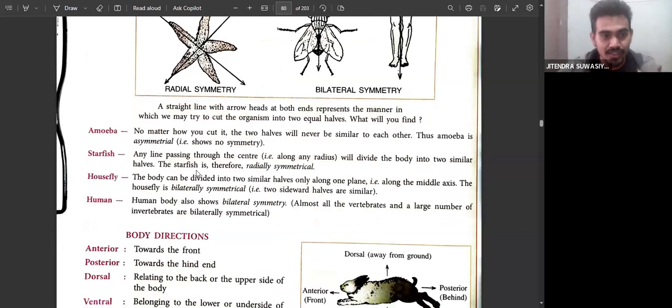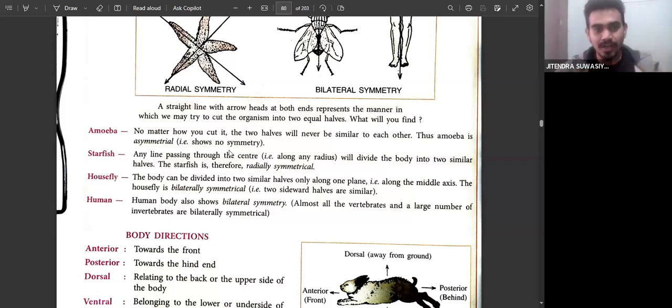So in starfish, any line passing through the center works. For example, if I take this copy and put the center here, and from the center I cut from this side, it divides into equal parts. If I cut from this side, that is also divided into equal parts. If I cut from this side, that is also divided into equal parts. So that is called radial symmetry.